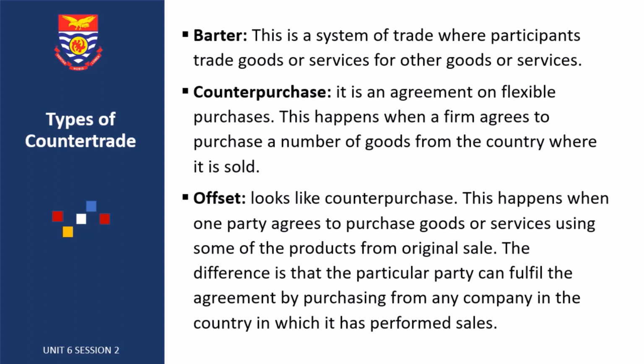So the difference is that the particular party can fulfill the agreement by purchasing from any company in the country in which it has performed the sale. So here, unlike the swap deals, the purchase can be made from any company in the country in which it performed the sale. So if it was a German car, I could use it to buy another car in Germany. So basically that is the offset.